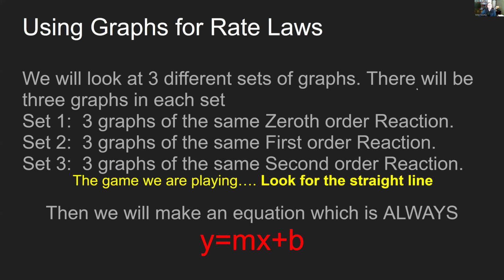So here we go. We're going to be looking at three different sets of graphs. One of those sets is for the 0th order. The second set we're going to look at is for the first order reactions. And the third set of graphs is going to be for the second order reactions. The game we're going to be playing when we look at these graphs is we need to look for the straight line. That's it. Every single time we see a straight line, we can make a new equation. And that new equation is going to follow the same pattern that you did in algebra, which is y is equal to mx plus b.